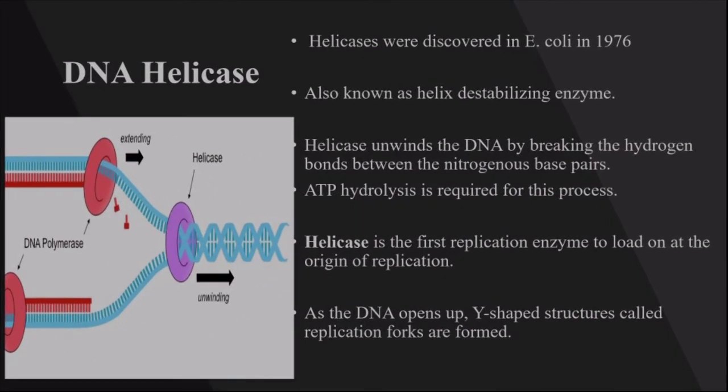DNA helicase. This is the first enzyme to act on the template strand at the initiation of replication. Helicase was discovered in E. coli in the year 1976. It is also known as helicase destabilizing enzyme or the unwinding enzyme. Helicase is involved in the unwinding of the double DNA strand into single strands of DNA. How is this unwinding happening? This is happening by breaking the hydrogen bonds between the nitrogenous pairs. This enzyme requires ATP for its functioning. Helicase opens up the DNA and forms a Y-shaped structure which is called the replication fork.